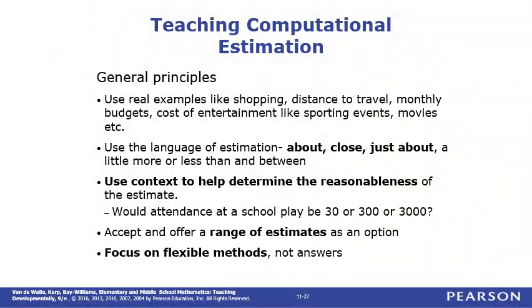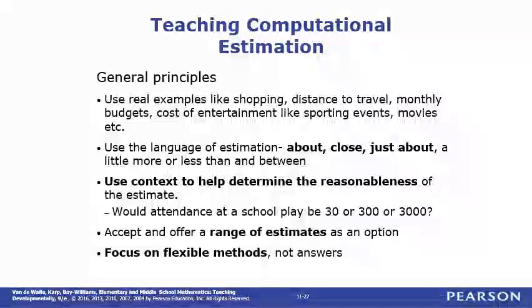And so there are 3 types of estimation. There's measurement, which is where students determine an approximate measure, right? There's quantity, which is approximating the number of items in a collection. And then there's computational, which is determining a number that is an approximation of a computation.